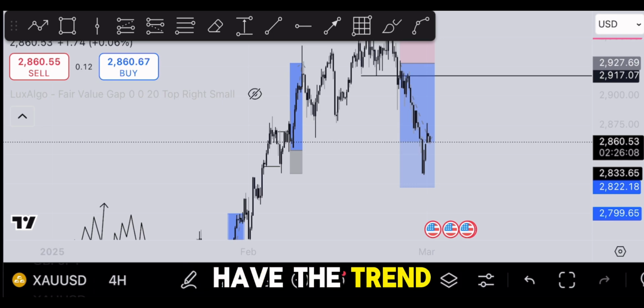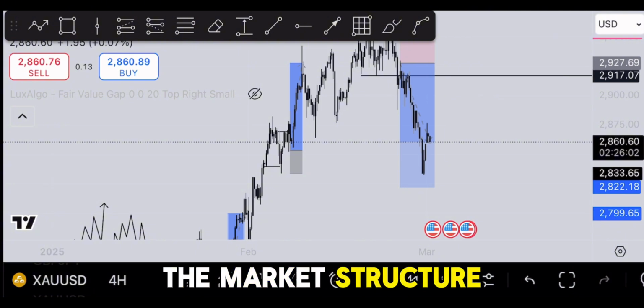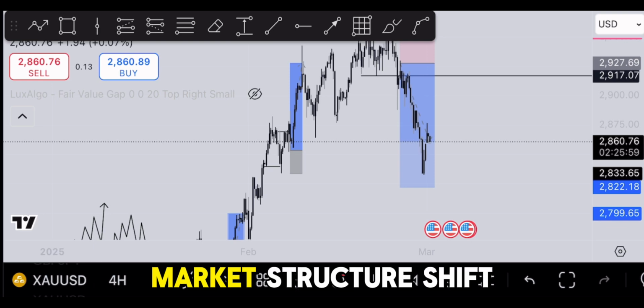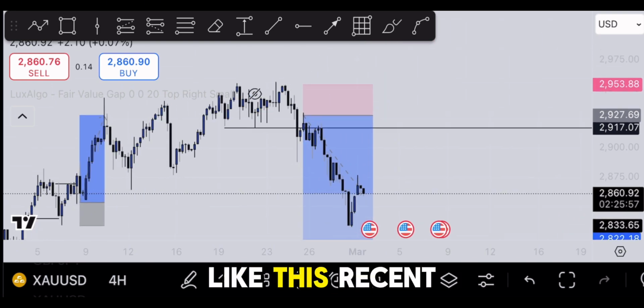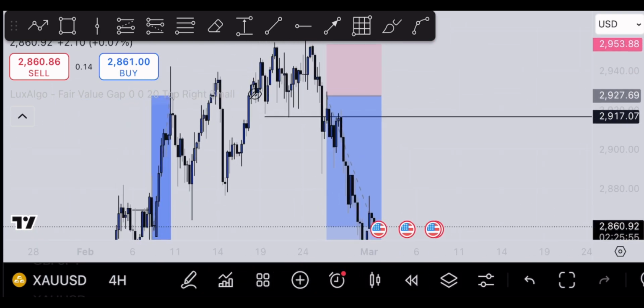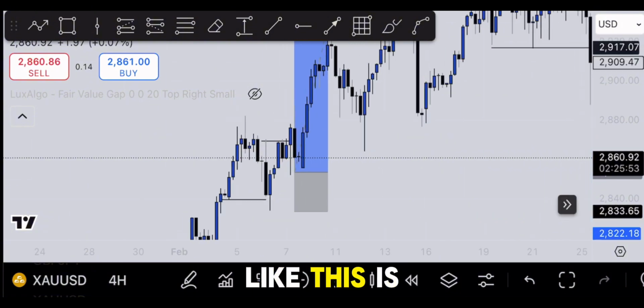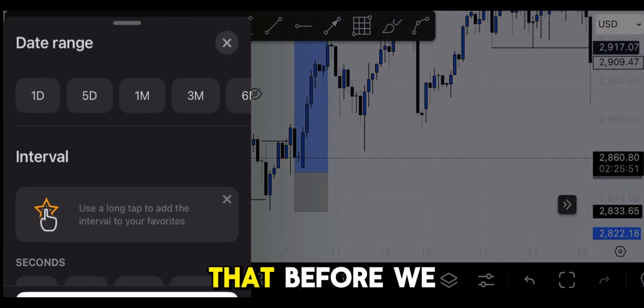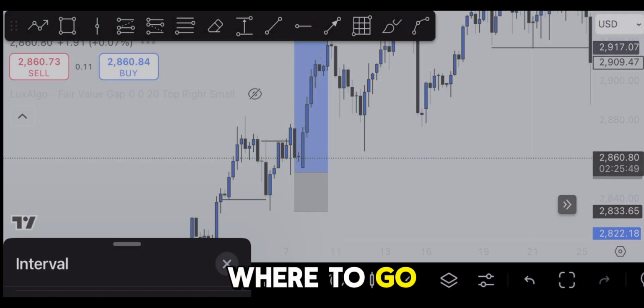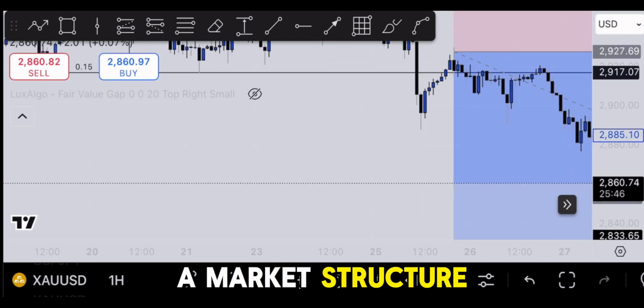So once we have the trend, we drop to the lower time frame. We look for our entries, but we just don't jump in. We wait for the market structure shift. So I'll just look for a market structure shift for you guys. It's almost like this recent price action here. We can see that before we look for an entry, we had to go to a lower time frame to look for a market structure shift.